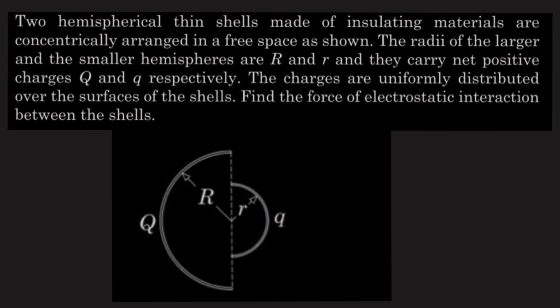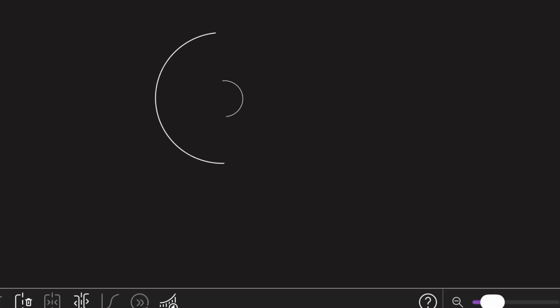So there are two hemispherical shells placed like this, and we have to find the force between them. This is a question from Pathfinder, and hence from Olympiad. So we have two shells like this, and they carry charges, and we have to find the force. Let's see how that can be done.